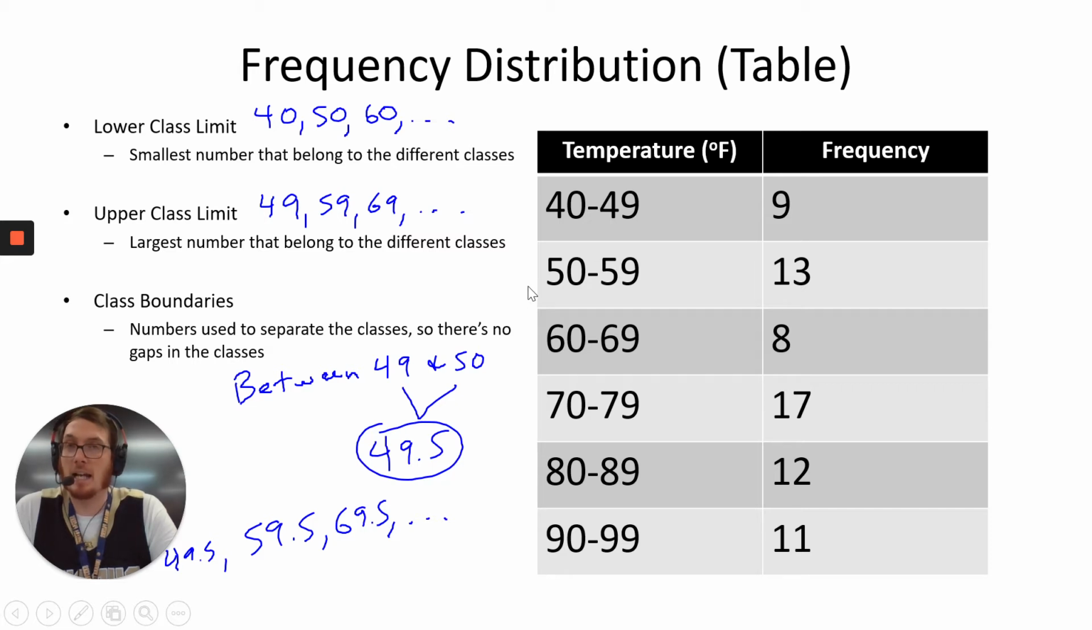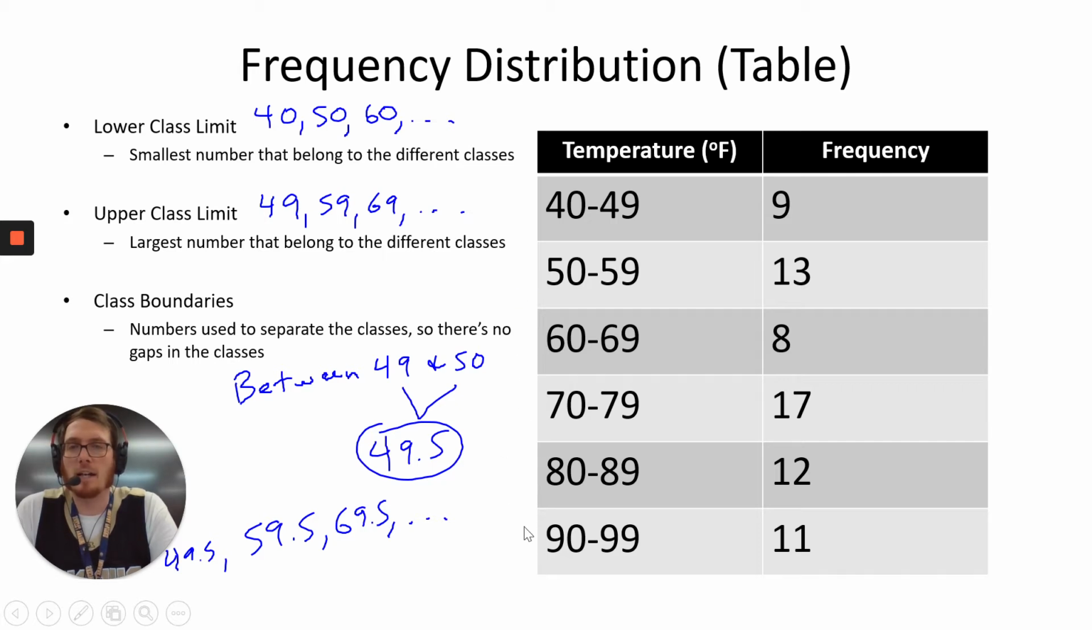One thing that you want to make note of when you do your homework is that the first class boundary should be below 40. I've only written here this 49.5 as my first one, but there should be a 39.5. So 39.5 is the first one, then 49.5, 59.5, etc.